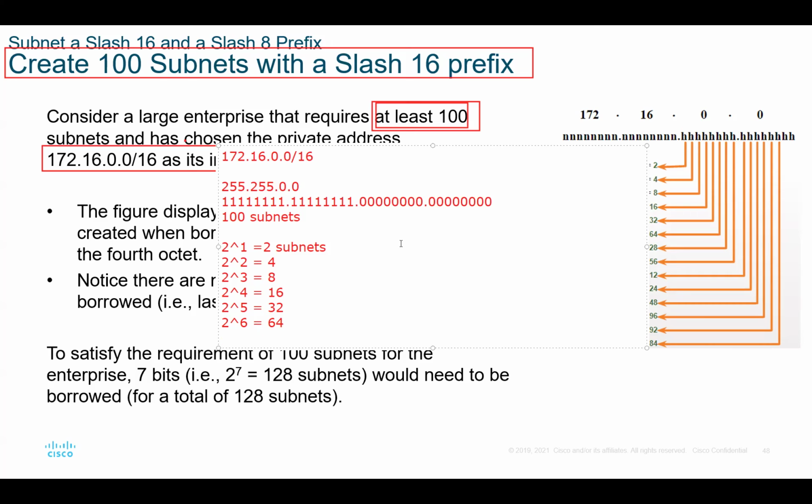Not enough. Then we say 2 raised to power 7. This one will give us 128. So now, this will be more than what we asked for, but at least it will take care of our requirements. So we can't go with 6 bits. So we'll borrow 7 bits. I hope up to that point we are all together.